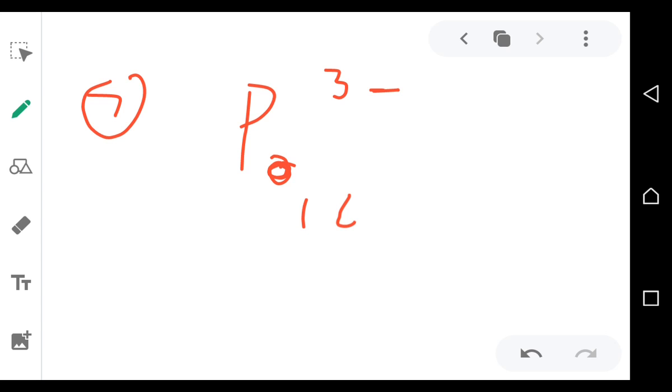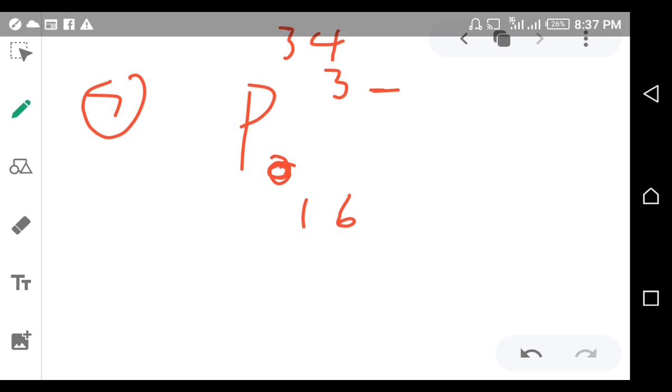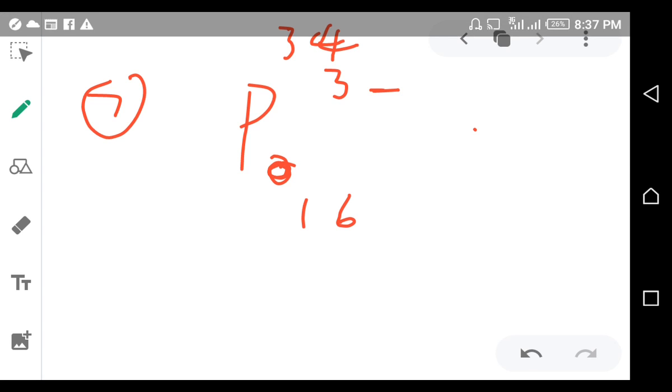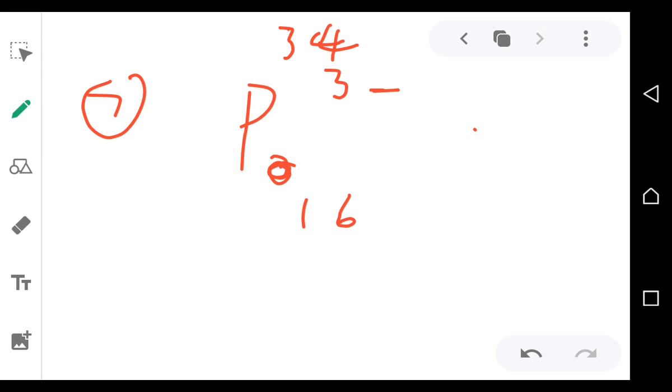Lastly, this is PO. These ones they have already been written for you. You just have to calculate. You don't need to go for a periodic table. Thirty-four on top there. So 16 down, 34 on top. So solve that.